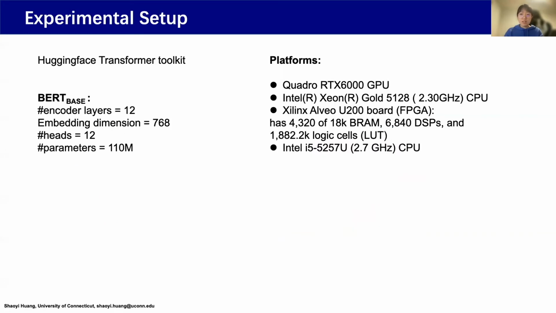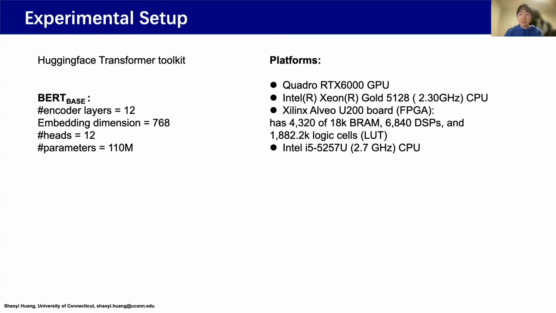Here is our experimental setup. We used the Hugging Face Transformer toolkit to conduct our experiments. For BERT-BASE, there are 12 encoders, the hidden size is 768, the number of heads is 12, and the total number of parameters is 110 million. We fine-tune the model on an RTX 6000 GPU.